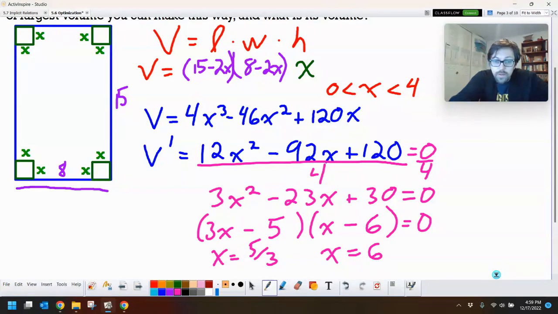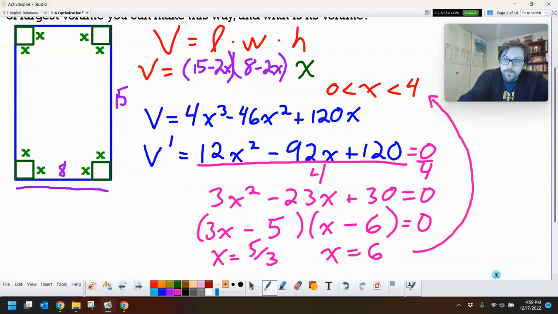Little solving later, I get x equals 5/3 and x equals 6. Now, if we remember from earlier, 6 is going to be too big. If I cut out a 6 by 6 square on each side, that's going to be 6 and 6. That's too big for that 8. So 6 is not going to be a reasonable choice. That 5/3 is between 0 and 4, so that should be good.